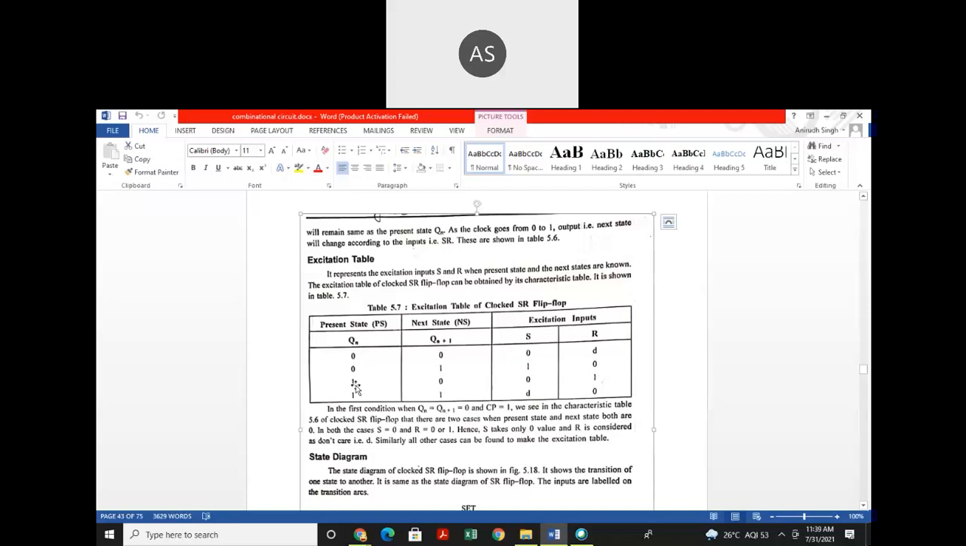Present state is 1 and next state is 0. It means that this is reset state, and for reset state, set input is 0, reset input is 1. And when present state is 1, next state is 1, so set input is don't care condition, meaning it may be 0 or it may be 1, and reset input will be 0.